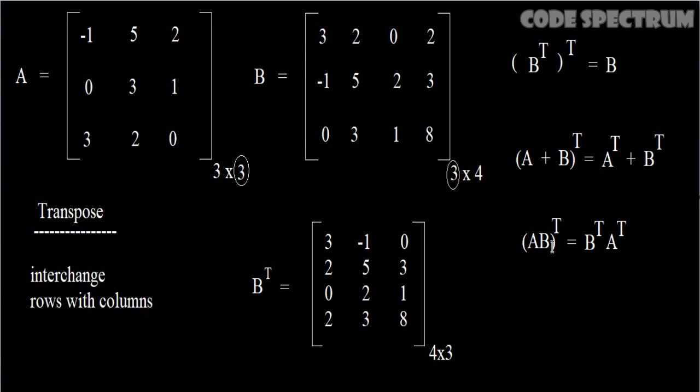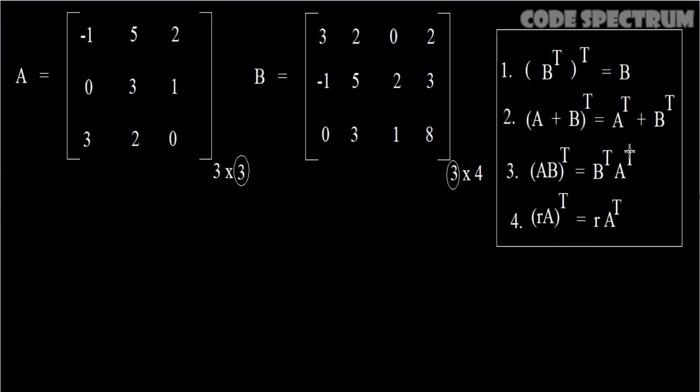The third property states that (AB) transpose gives you B transpose A transpose, which is the reverse of AB, in the opposite order. Now let us check the fourth property here. If A is multiplied with a real number R and is taken as a transpose, you can take the real number out and A transpose is left out. You can try out with that example. I'll leave it for you. You may note down these important properties of matrices.